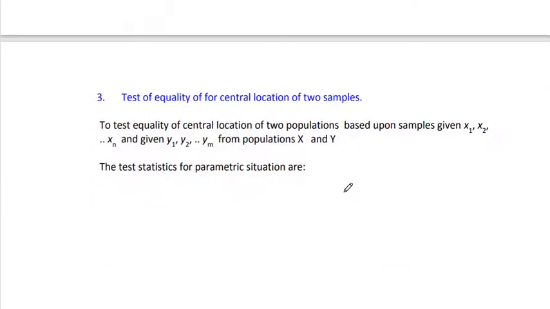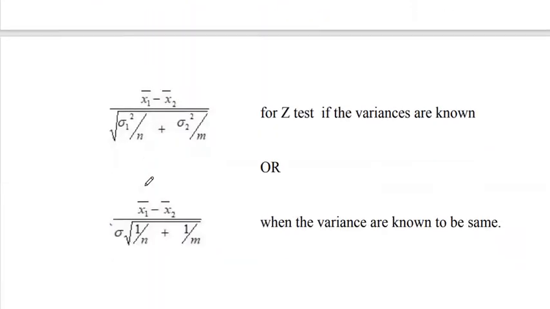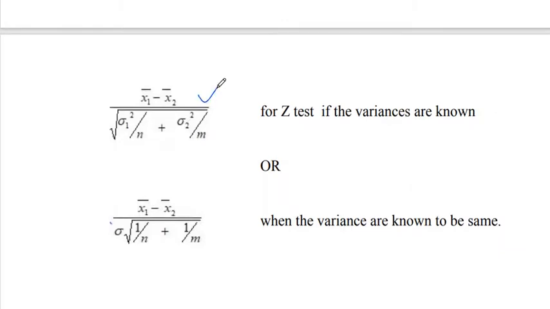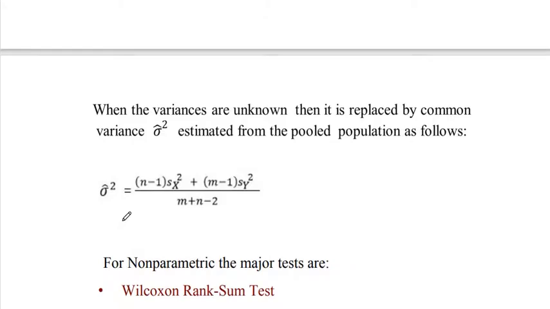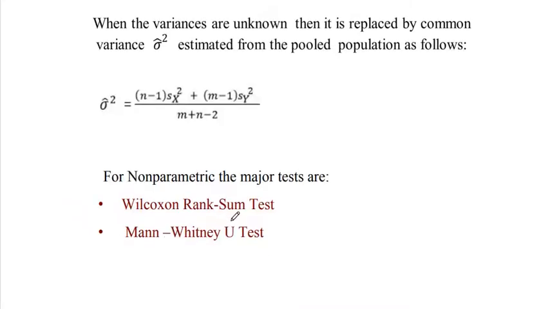Up to now we have seen tests related to the median. Now we are going to discuss tests for the equality of central location of two populations, based upon the samples given, x1 and y1. In parametric situations the test statistic is the z test, which we already know for testing two sample means, when the variance is known; when the variance is unknown, different cases are available. But in non-parametric tests we have the Wilcoxon rank sum test and the Mann-Whitney U test. We can discuss the examples.